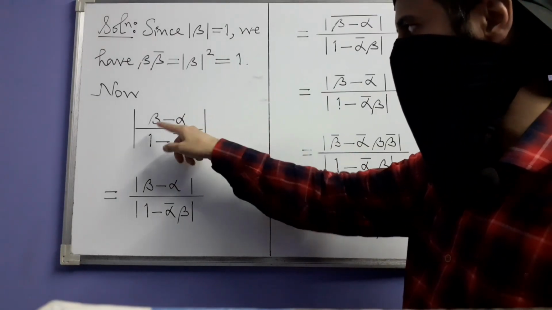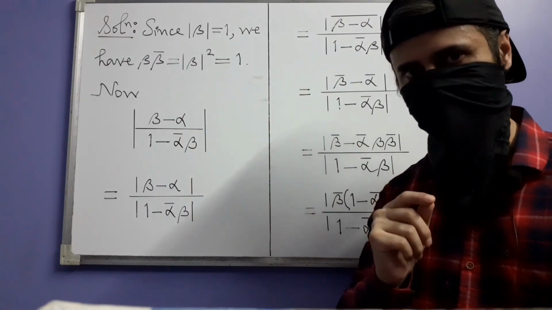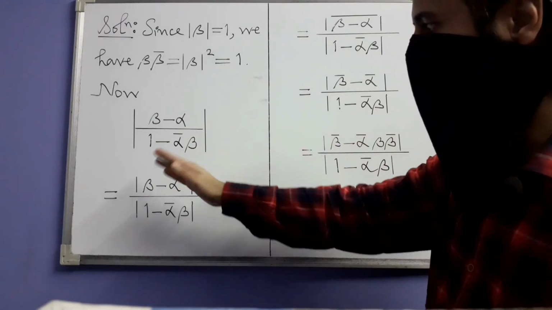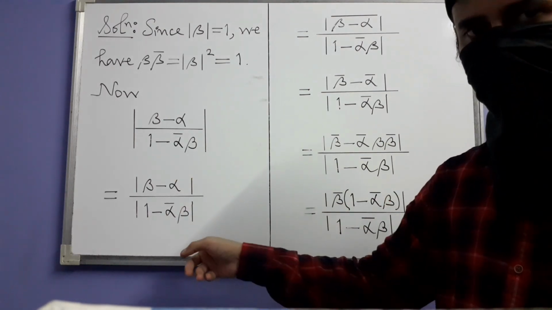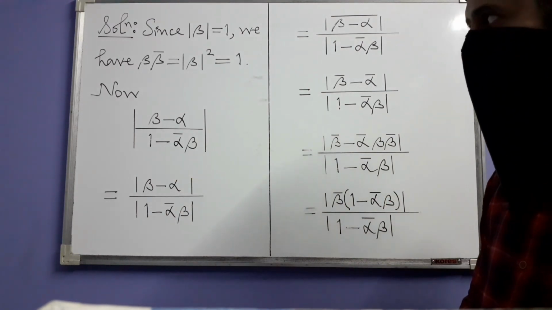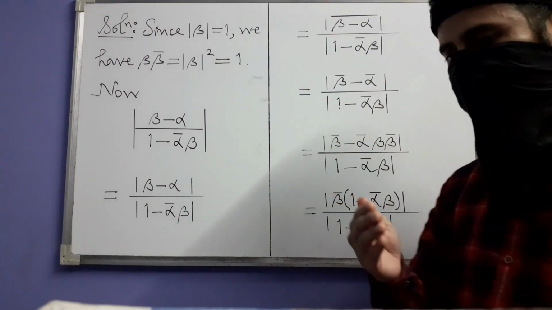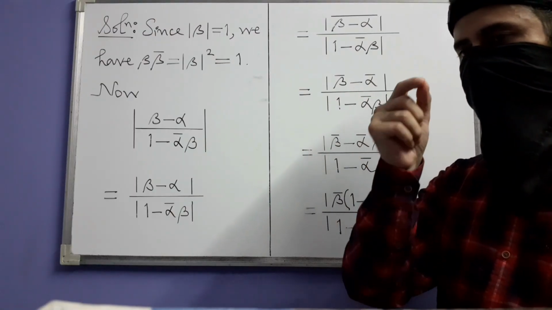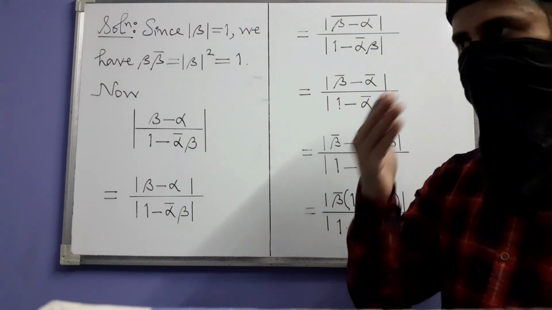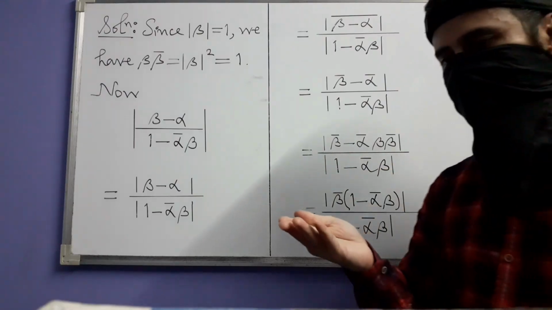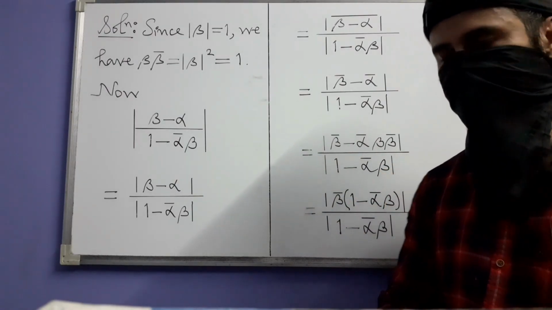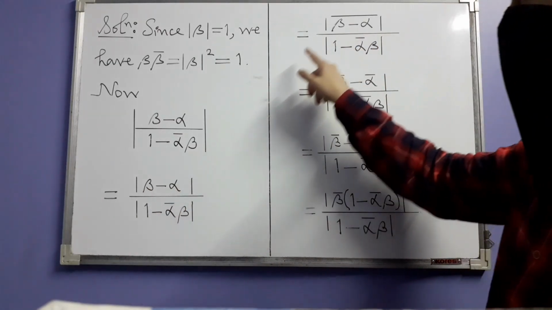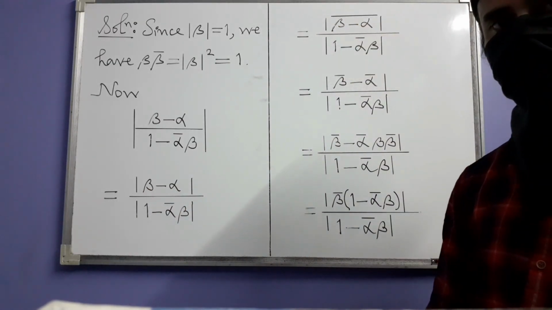So we first take what we want to calculate. That is the absolute value of (β − α)/(1 − ᾱβ). And then you know that |z1/z2| = |z1|/|z2|. So that's what we have used in this step. And then in the next step, we have used the fact that if z is a complex number, then |z| = |z̄|. The absolute value or the modulus of a complex number and its conjugate are the same. So here in the numerator, in place of β − α, we have taken the conjugate of β − α.